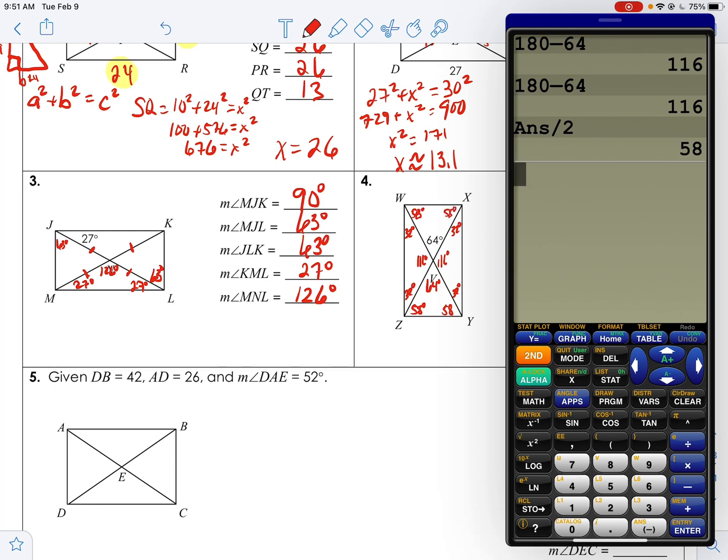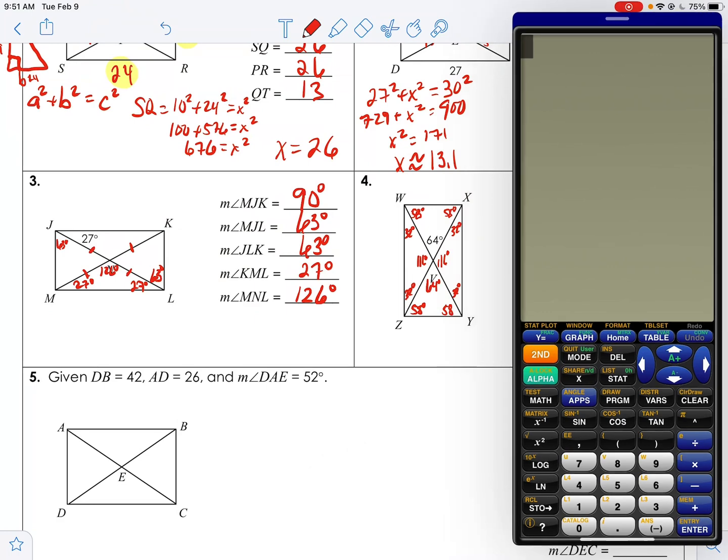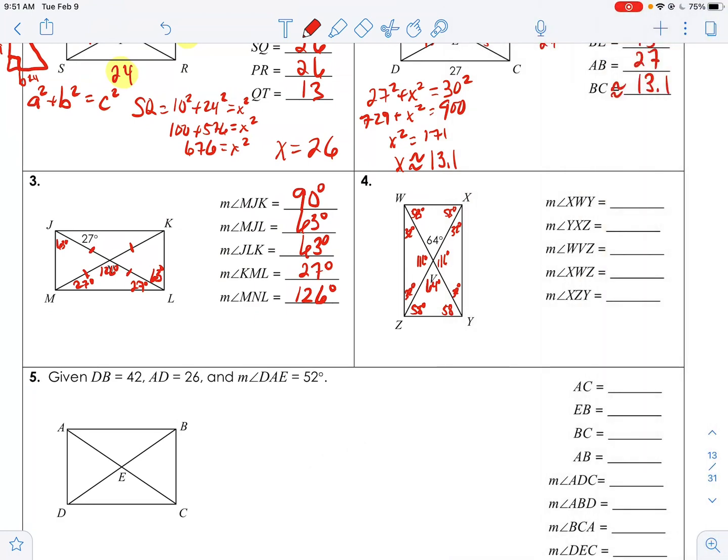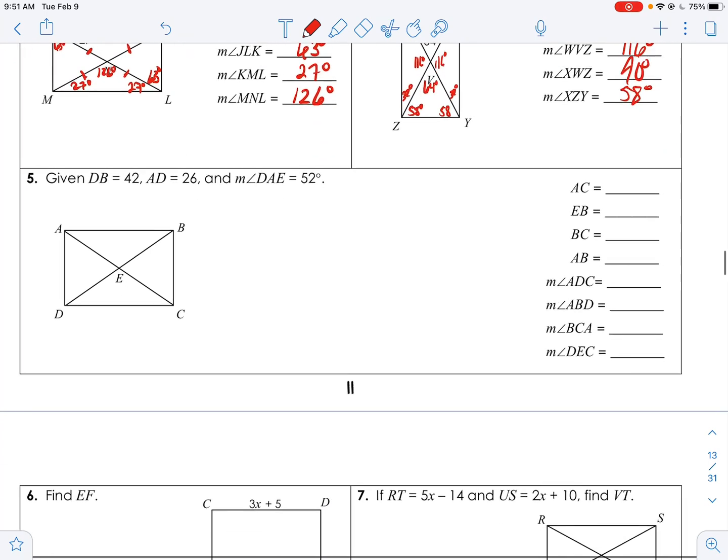And I know that the bases match because the diagonals bisect and are congruent. So that means they're isosceles triangles. So boom. X to W to Y is 58 degrees. Y to X to Z is 32 degrees. W to V to Z is 116 degrees. X to W to Z, that's 90. And X to Z to Y is also 58 degrees. And that's how it works.